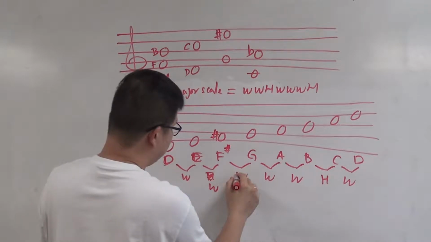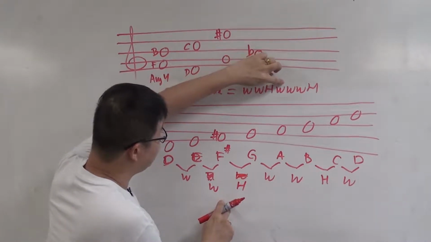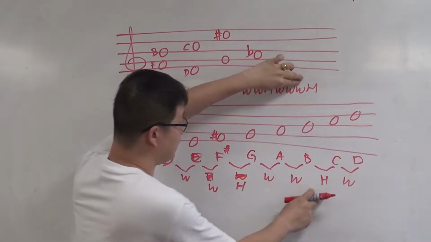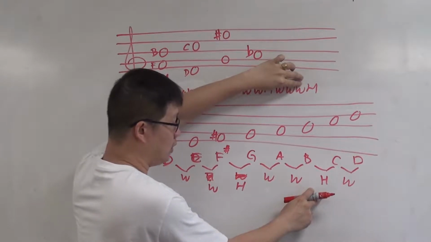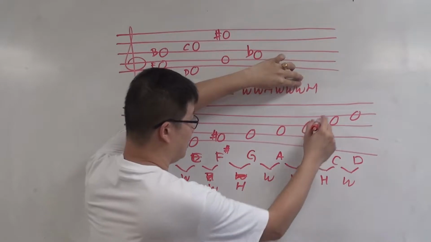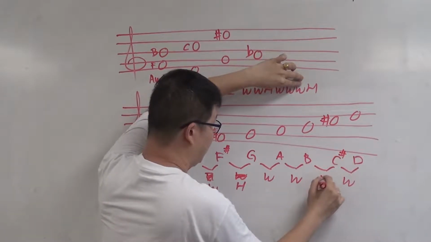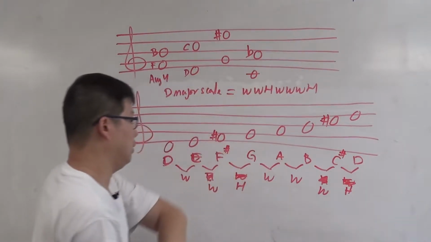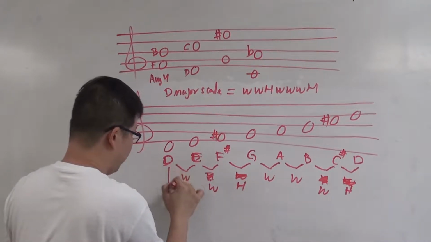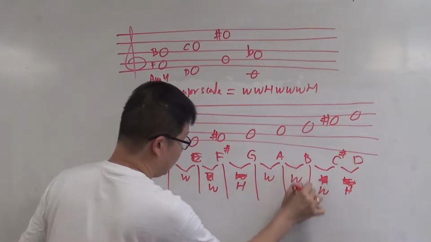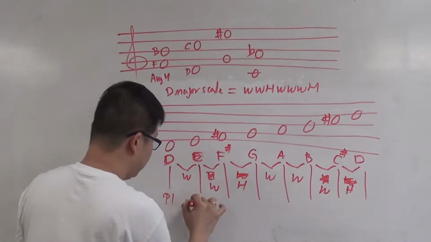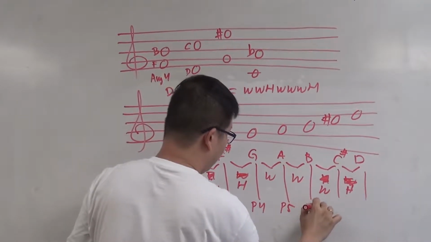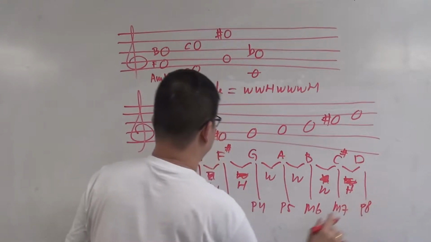Now F sharp to G is whole. G to A is whole, A to B is whole. B to C is half, but the formula says it is whole. So which accidental should we use? Sharp. So I will sharp this one. This one becomes whole because this is C sharp to D. This is no longer whole, but a half. Now same thing, I'm going to put the intervals. This is P1, this is M2, M3, P4, P5, M6, M7, and P8.